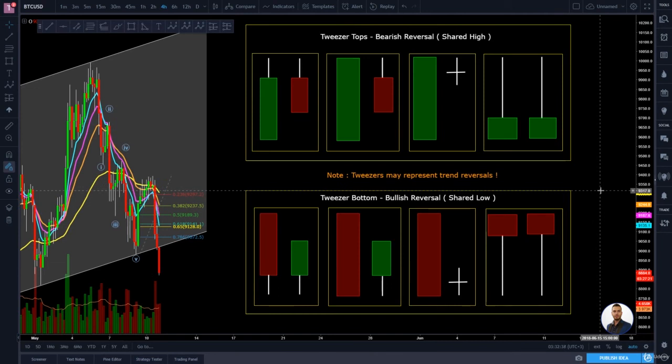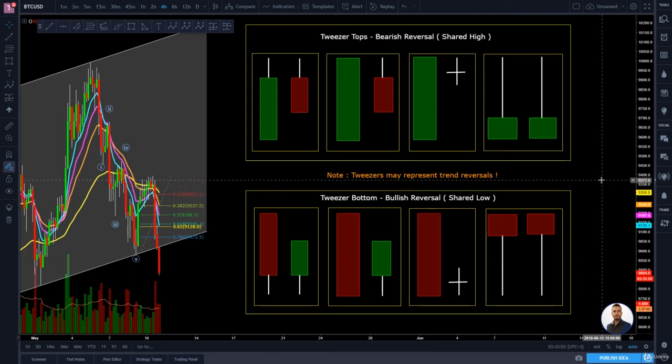In the next section, I will show you some patterns to be aware of when you see them on the chart. The first pattern that I want to show you is the tweezer pattern. These two candlestick reversal patterns appear as either the tops or bottoms of trends in which two consecutive candlesticks share either a high or a low but represent movements in opposite market directions.